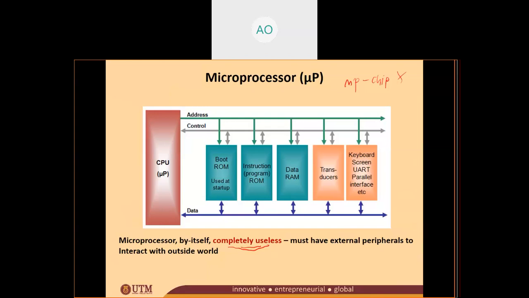Recall that for a computer system, there are three main things every computer system should have. The first one is the CPU. Of course, if you buy a microchip, you have a CPU. Memory. Do you have memory inside this microchip? It doesn't have memory. And the third one is I/O. Do you have input output peripherals inside a microchip? No, it doesn't have input output peripherals. So that's why if you buy a microchip, it's completely useless. You need external peripherals such as memory and I/O to make it work, to make it one complete system. So this is your memory.